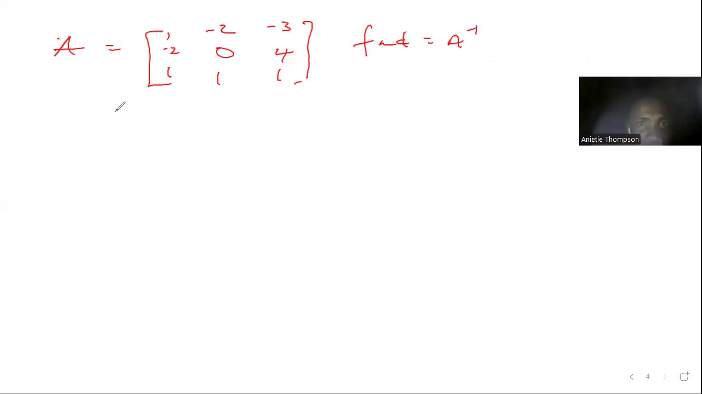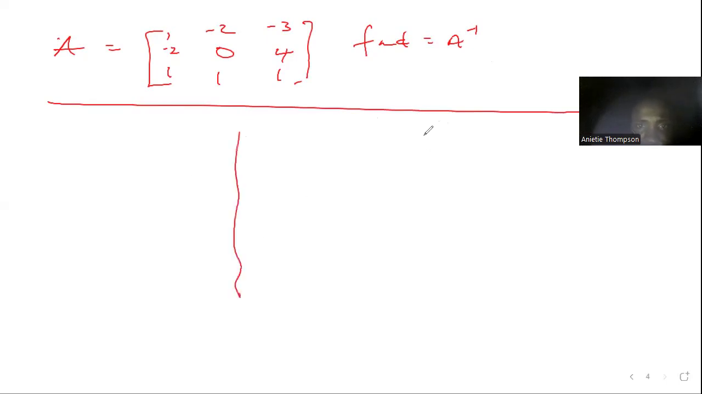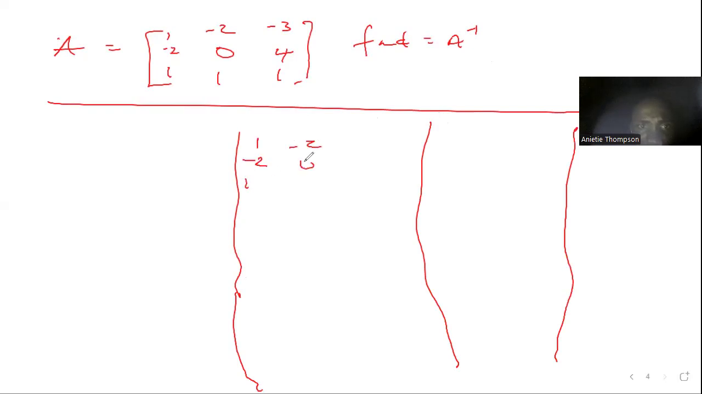So just like we did earlier, I'm going to carry out the operation with 1, minus 2, 1, minus 2, 0, 1, minus 3, 4, and 1, then 1, 0, 0, 0, 1, 0, 0, 0, 1. So we have these two matrices.